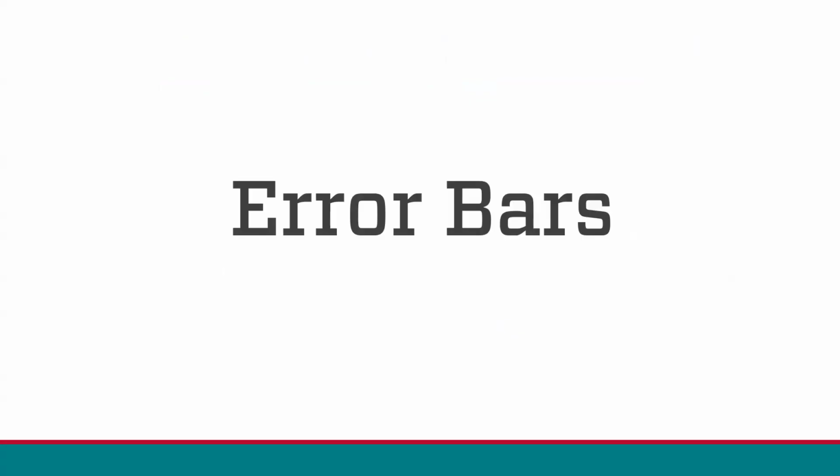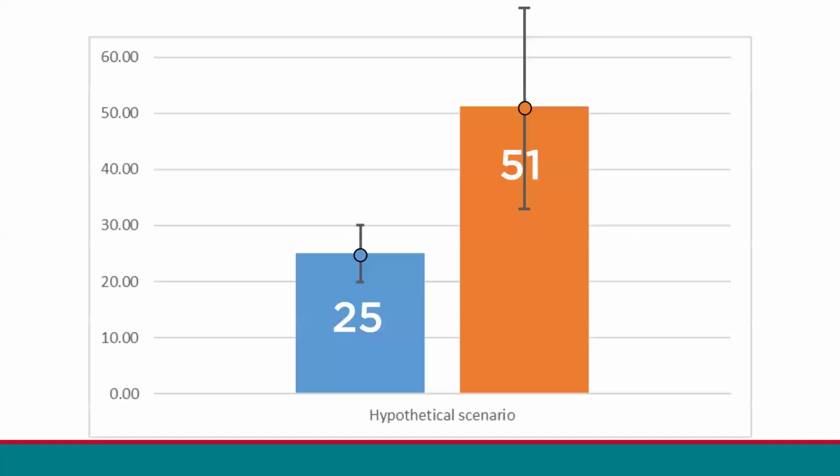The next thing we'll do is add error bars to our graph. But first, we need to understand what error bars are and why it's important to incorporate them into your charts. Error bars are a representation of the variability of a data set or the uncertainty. So they give us an idea of how precise a measurement is. In other words, we can get an idea of how spread apart or precise data points are.